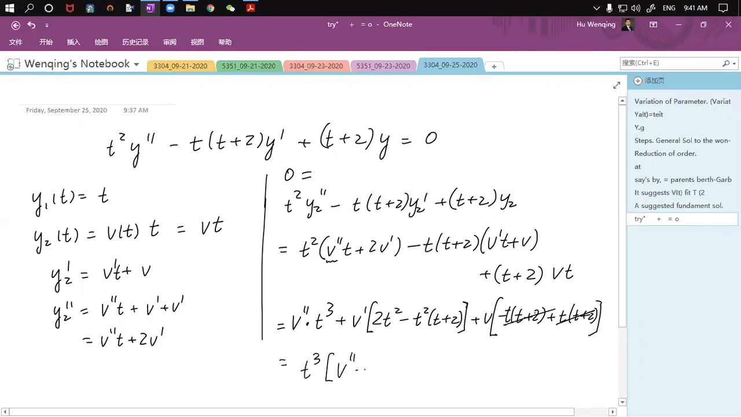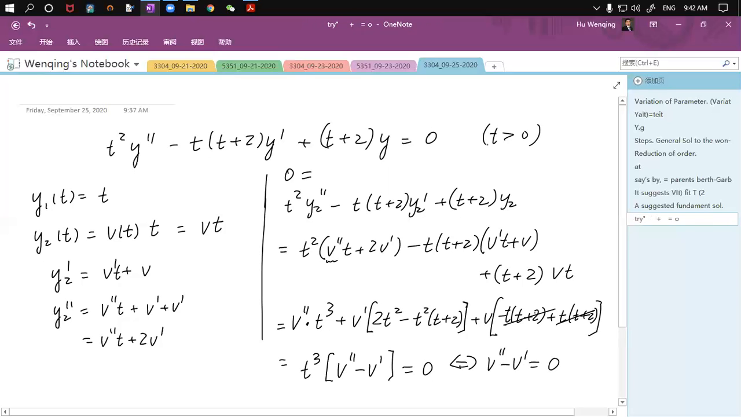The v double prime minus v prime is going to be equal to 0. So this is a calculation that you can see that 2t squared of v prime is cancelled with t squared multiplied by 2. So in the end, you're just left with minus t cubed and plus t cubed. So that's going to be your equation. This actually means that the solution is v double prime minus v prime is 0, because t cubed is never going to be 0 if, let's say, t is positive. Okay, so that's v double prime.